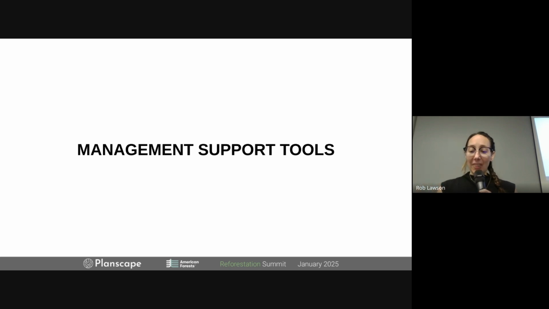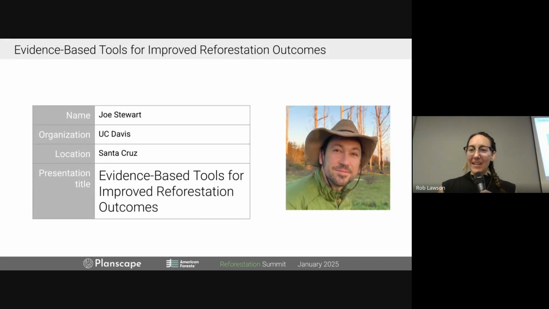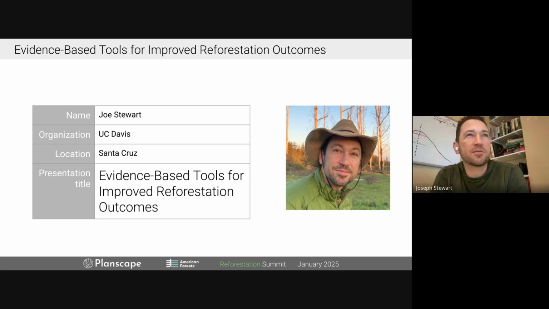So with that, I am going to turn it over virtually to Joe Stewart, who's going to be talking to us about evidence-based tools for improved reforestation outcomes. So Joe, I will turn it over to you. Thanks, Libby, and thanks for organizing this and having us all.